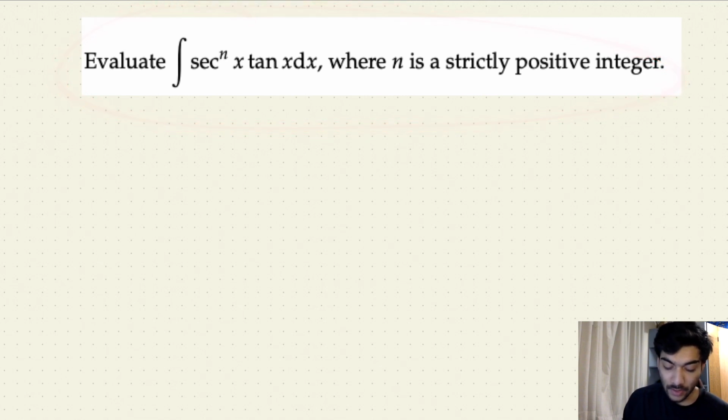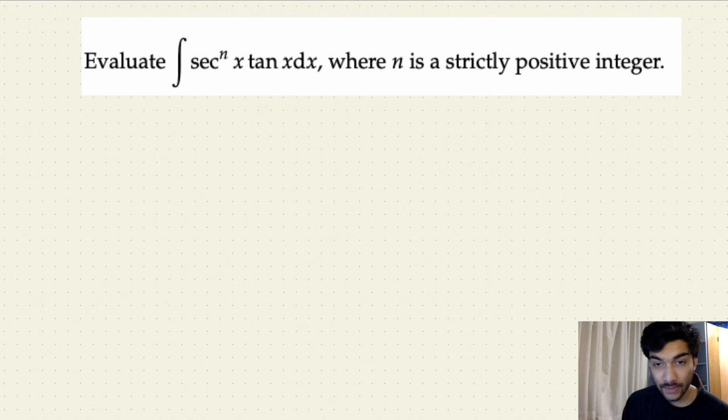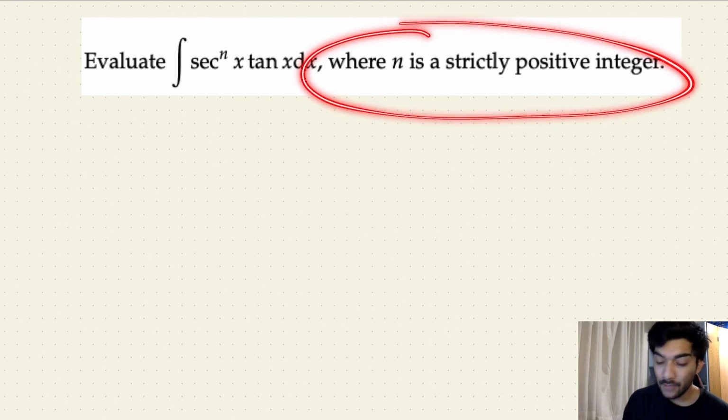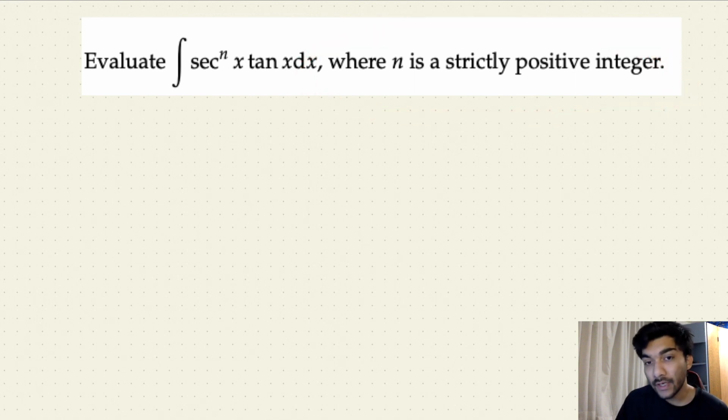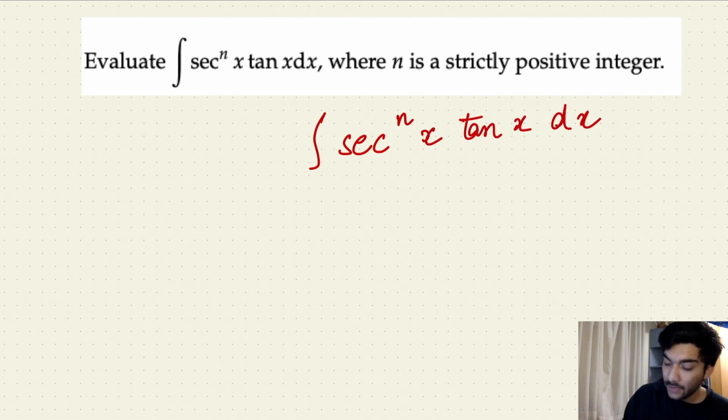So the question is about evaluating the integral of secant to the power n x tan x dx, where n is a strictly positive integer. So n is greater than or equal to 1. So now let's write the integral again. The basic integral is secant to the power n x tan x dx in this case.